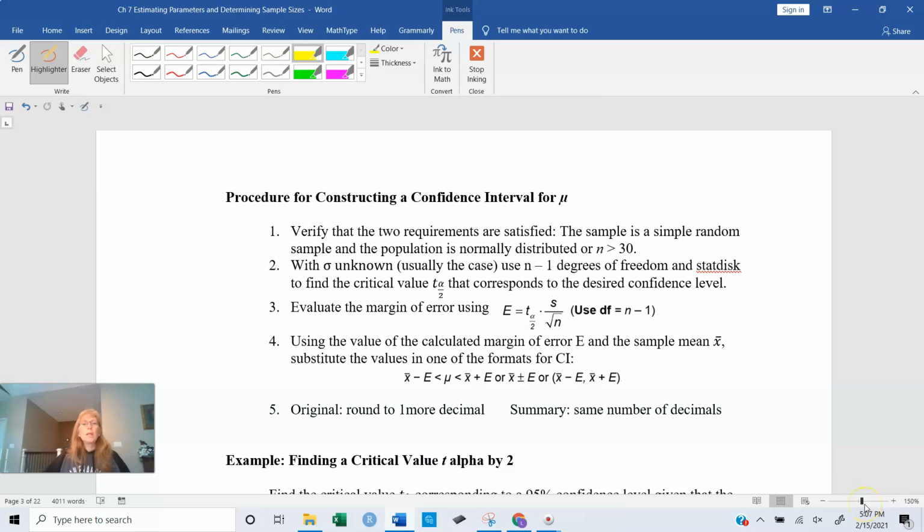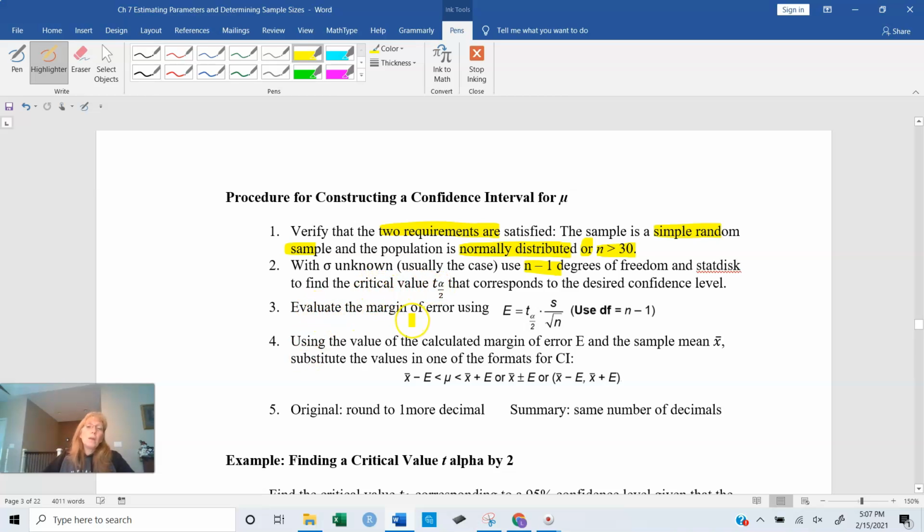Okay, we want to construct a confidence interval for the mean. It works very similar to our other one. We will be using StatDisk again. You have to make sure your two requirements are satisfied: it's a simple random sample, and the population is normally distributed or n is greater than 30, one or the other, not both. If your standard deviation is unknown, which is usually the case, we use n minus 1 degrees of freedom to find the critical value.